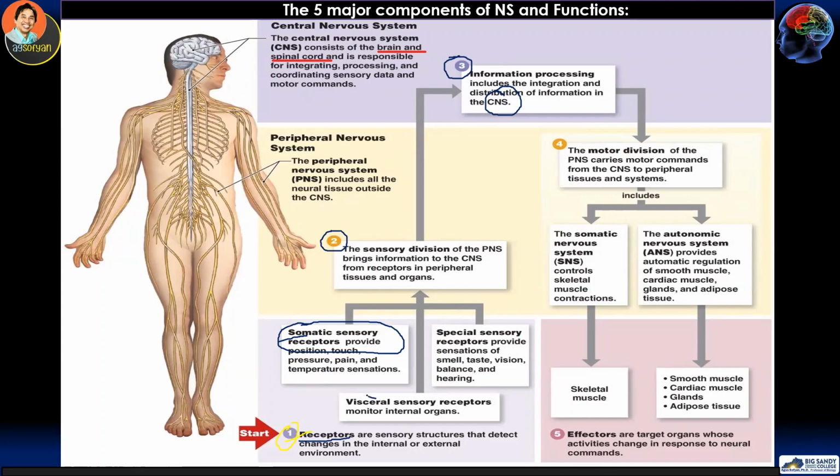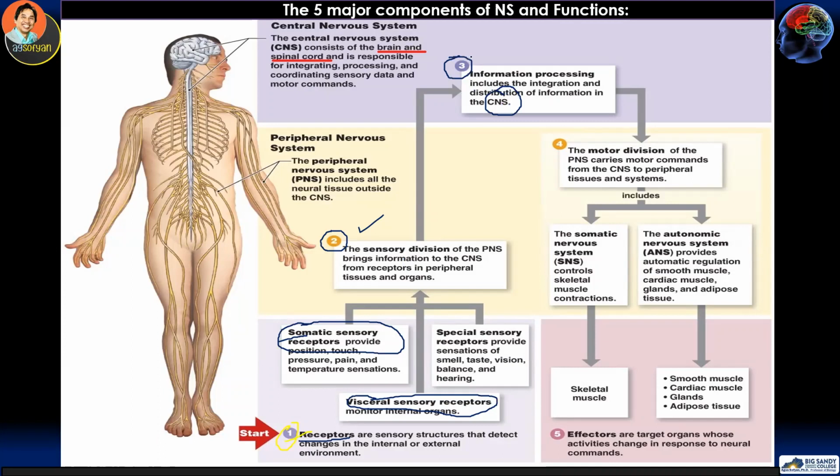So if it is coming from the visceral receptor, it will be processed by the autonomic nervous system. It will also be carried by the sensory neuron into the CNS. And the process will most likely be in the lower part of the brain, which is the hypothalamus and the brainstem. This is for the ANS.